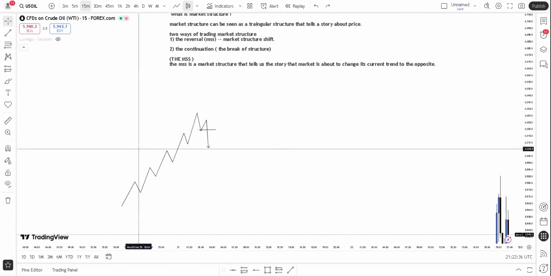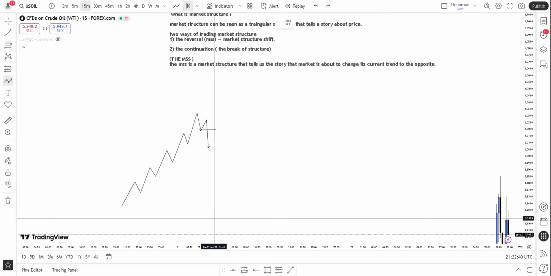Now, we have a market structure shift that looks like this, and we also have a market structure shift that looks like this. So let's say the market is bullish, right?